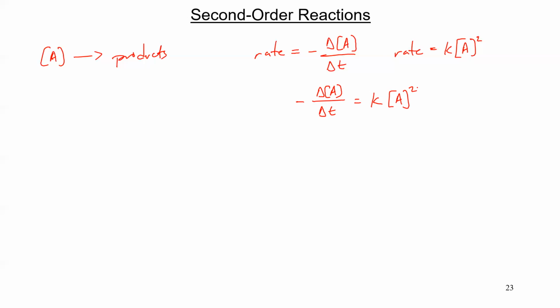Our textbook goes through the derivation of going from here to the next step, but I'm just going to go ahead and write it out for you. What we end up with is that 1 over the concentration of A is equal to 1 over the concentration of A naught, the initial concentration. And instead of minus kt, we get a plus kt.